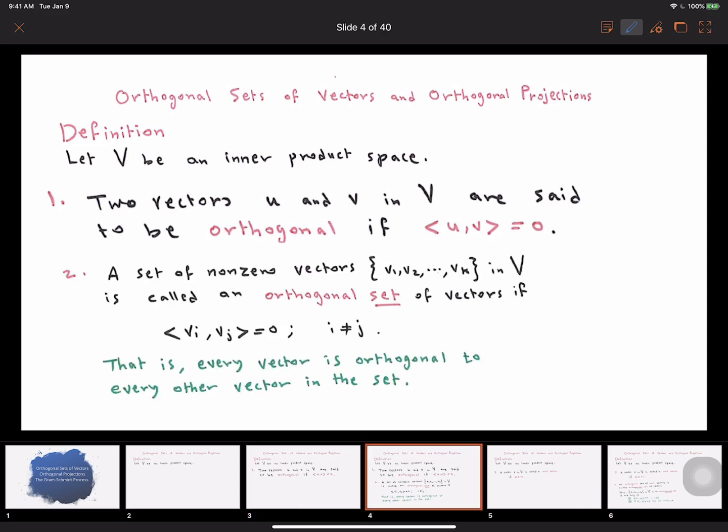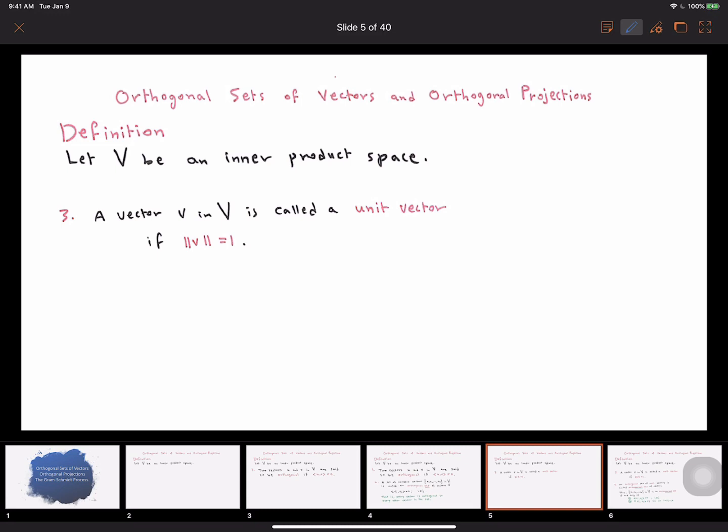A set of non-zero vectors v1, v2 up to vk in the vector space V is called an orthogonal set of vectors if the inner product between any two vectors vi and vj, where i does not equal j, like v1 and v2, v3 and v7, in other words, all of them as pairs, the inner product will be 0. That is, every vector is orthogonal to every other vector in the set.